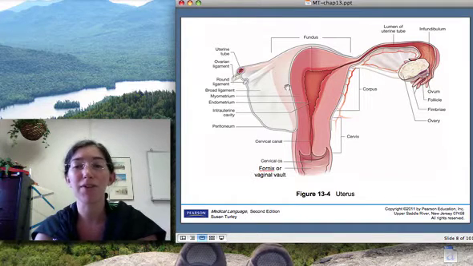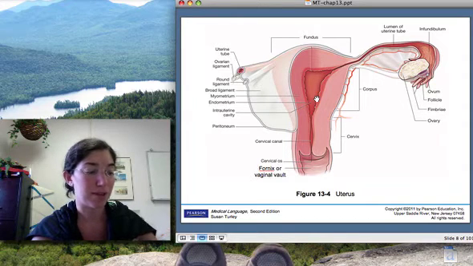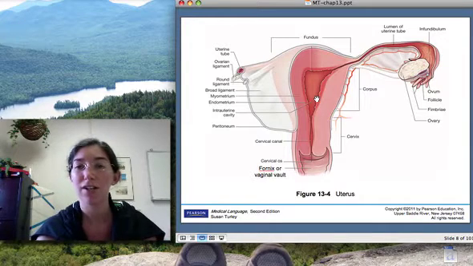And if there is no fetus developing in there, then it sheds and builds, it sort of goes through these monthly cycles that we'll talk about. I think we do it in the next lecture. I can't remember. Nope, I do it in the next lecture.